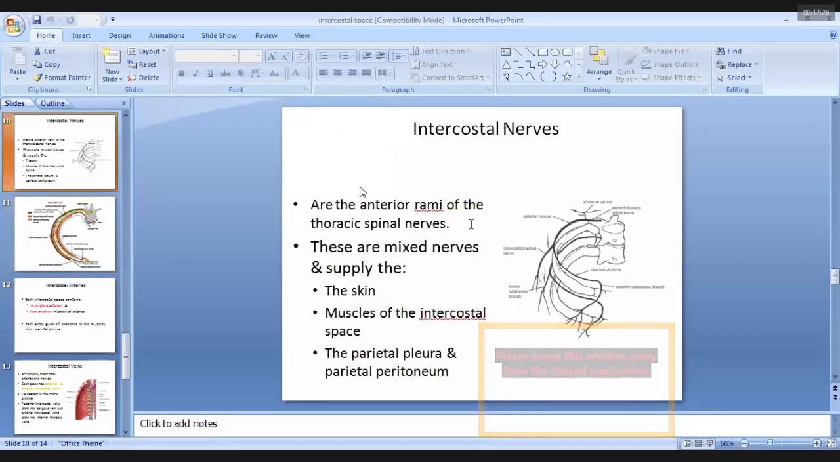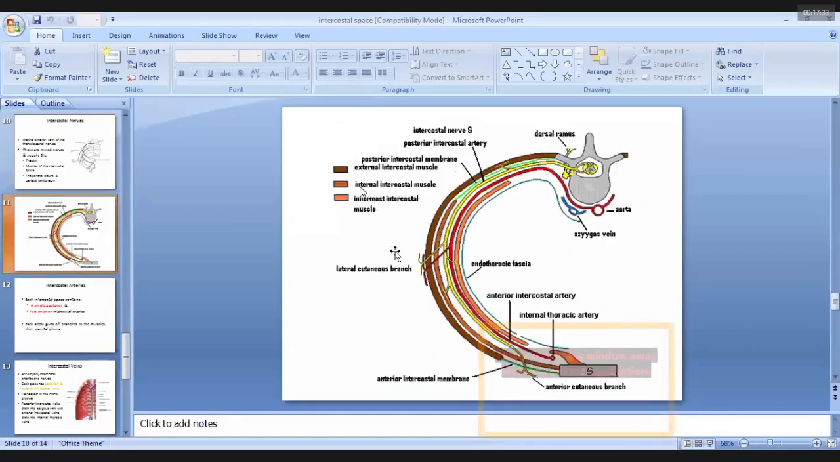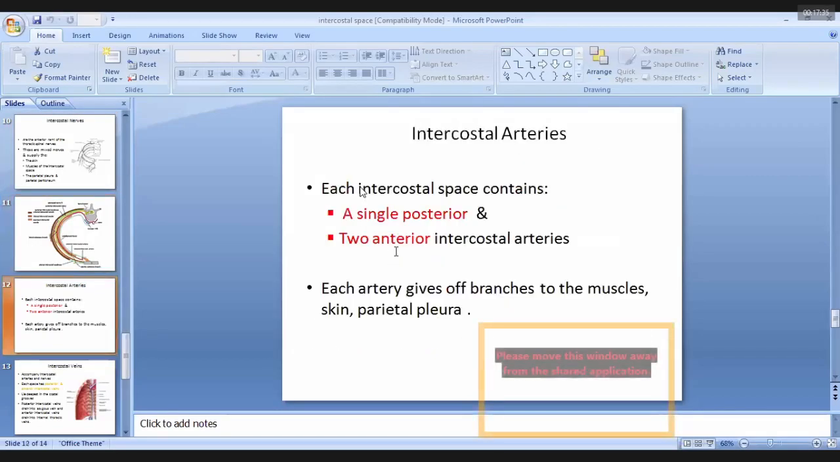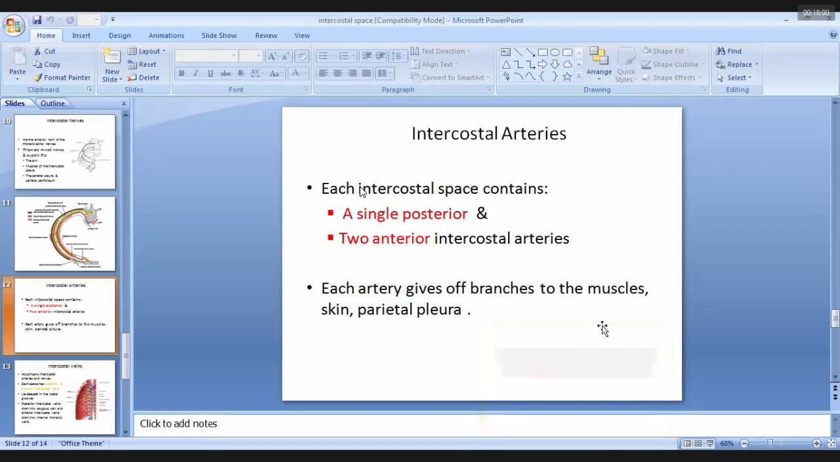But at this level, you have to remember the intercostal nerves are the anterior rami of the thoracic spinal nerves. Then the intercostal arteries. Each intercostal space contains three intercostal arteries: one posterior intercostal artery and two anterior intercostal arteries. Each artery gives off multiple branches to again supply the muscles, skin, and parietal pleura.